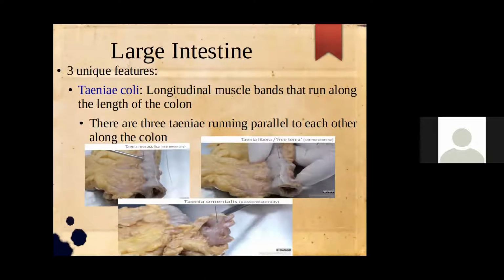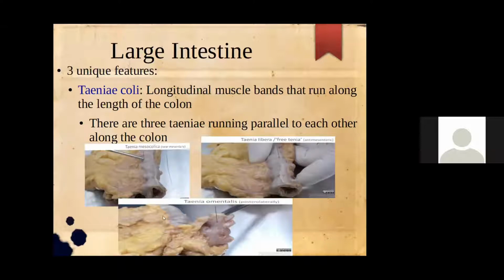This tinea runs near the mesentery of the large bowel. The second tinea we call tinea libera, or free tinea. If you see in the pictures, this is the mesenteric border. This is the tinea mesocolica; the name comes from the mesentery, meaning near to the mesentery. And this is the tinea called tinea libera, the free tinea, because it is on the anti-mesenteric border.